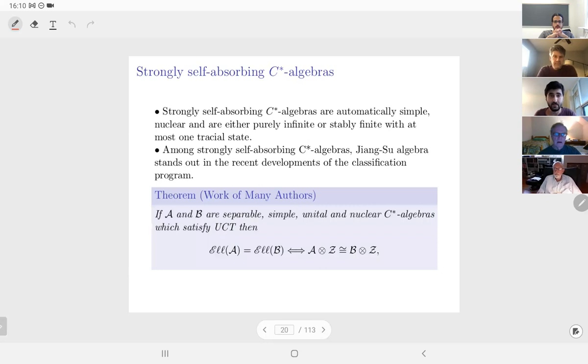And really the pinnacle of the classification program is the following theorem, which is the work of many authors over many years. If A and B are separable, simple, unital, and nuclear C-star algebras satisfying the UCT, this is not really important for my talk, UCT being the universal coefficient theorem, then they have the same Elliott invariants if and only if they are isomorphic up to tensoring with the Jiang-Su algebra. I don't know if I mentioned, but this Z is the Jiang-Su algebra. It's usually denoted by Z.